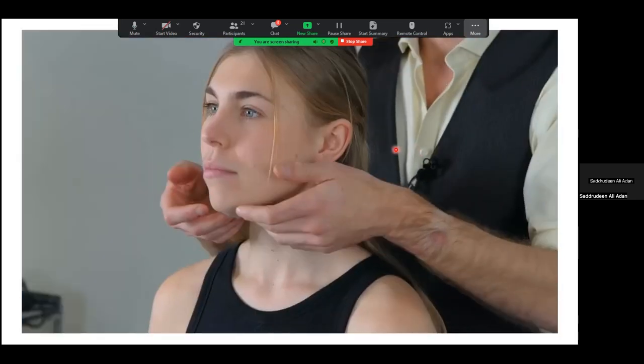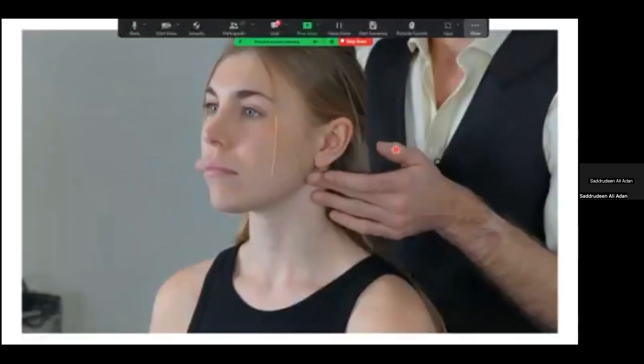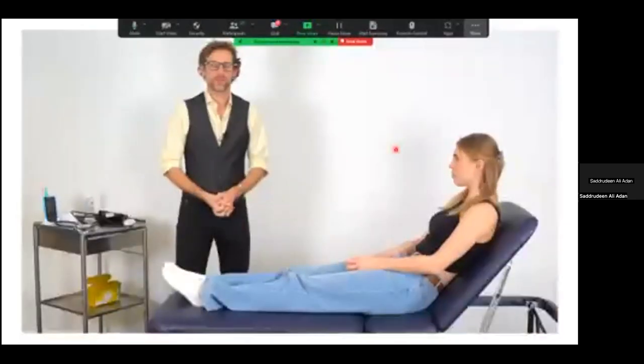So that's the lymph nodes, the technique. Stand on the back of the patient: the submental, the anterior auricular, posterior auricular.